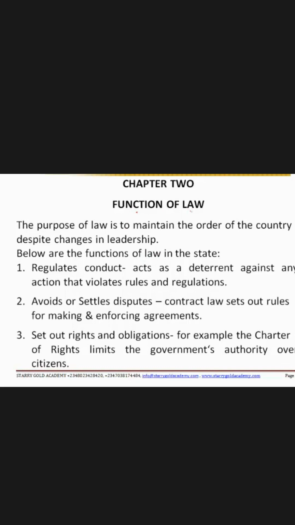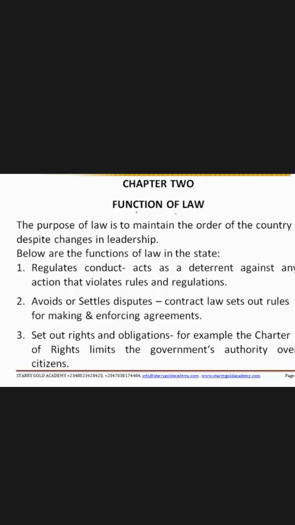The function of law, like we discussed in chapter 1, whereby we defined the concept of law as the set of rules that are enforceable by courts to regulate the government of a state, the relationship between the state and its citizens, and also from one citizen to another. So these rules and regulations are to guide human conduct. So laws are rules and regulations that are used to guide human conduct in a society.